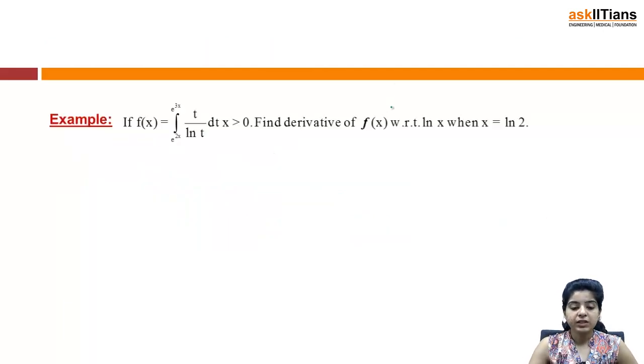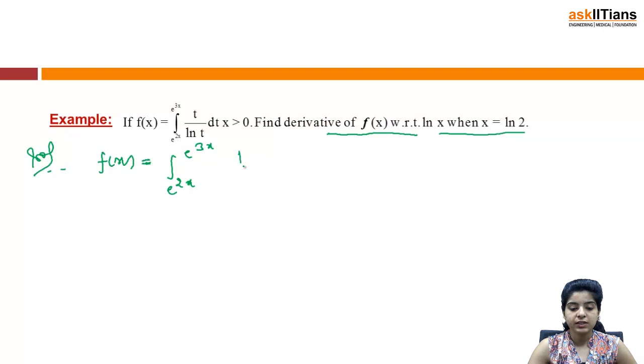The example says if f(x) is integral e raised to 2x to e raised to 3x, t by ln t dt, where x is positive, find the derivative of f(x) with respect to ln x when x is ln 2. Okay, so basically what we are given is f(x) is the integral from e raised to 2x to e raised to 3x of t by ln t dt, where x is positive.